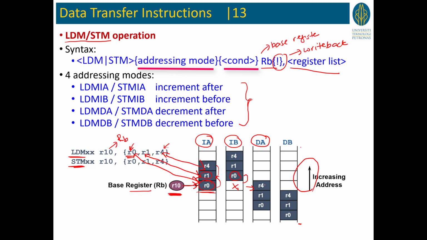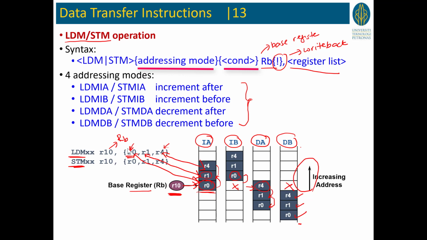So R4 will be the last register, and it will correspond to the base address. The one before it, which is R1, is 4 addresses below, and R0 is 4 addresses below this R1. When it's decrement before, the base address is decremented beforehand. That's why you don't use this base address to store or to load. You actually use the 4 addresses below it, and the 4 below it, and the 4 below it.